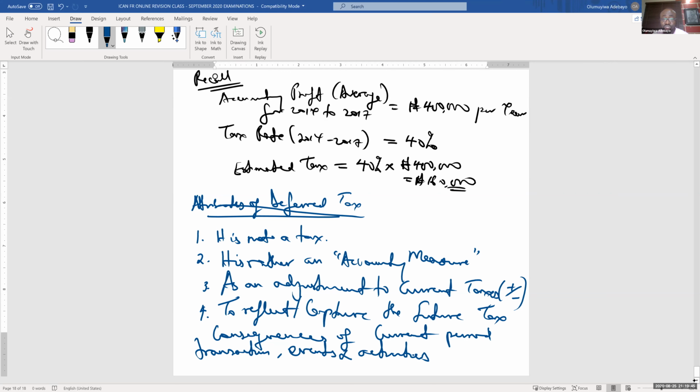And that's what we are trying to do, which means in real sense, deferred tax will not result in a payment of tax. It's just an accrual that tends to provide for the gap between the tax impact on performance and what the law requires you to pay. And at every point in time, you must comply with the law first.